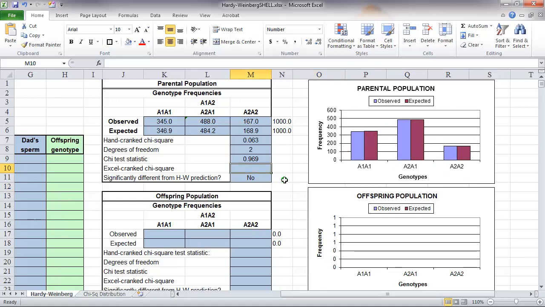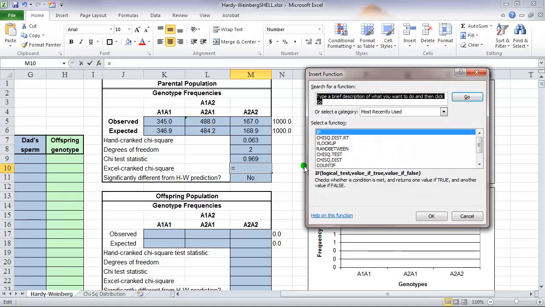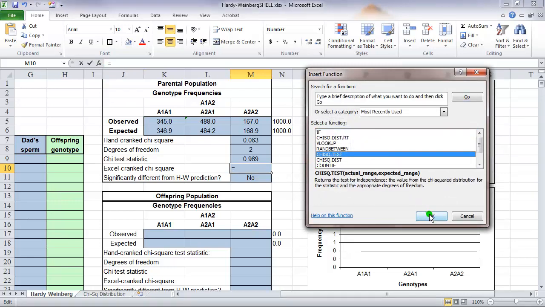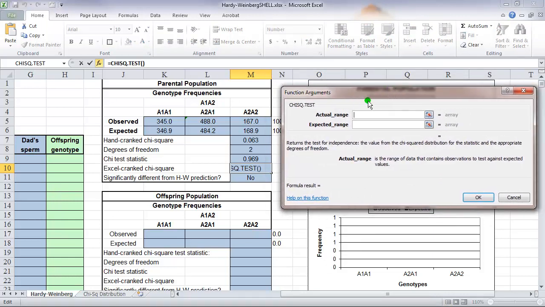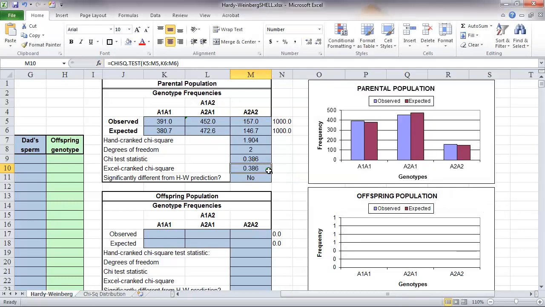Now, in this particular cell, I wanted to show you a different way of calculating that, and that's just with the chi-square test function. This function has two arguments where you specify the actual observed range of your data, K5 to M5, and the expected range, K6 to M6, and you press OK, and you can see that these two match perfectly.